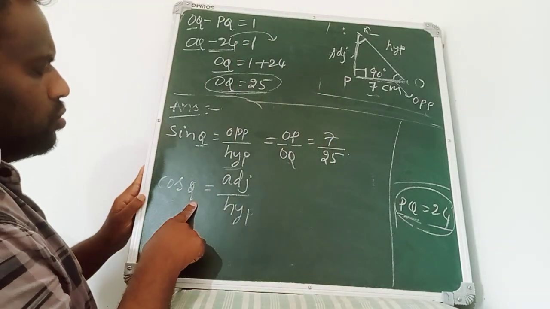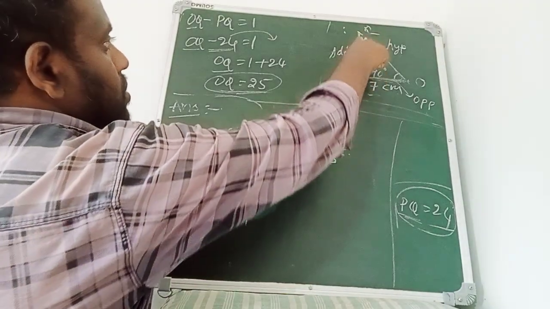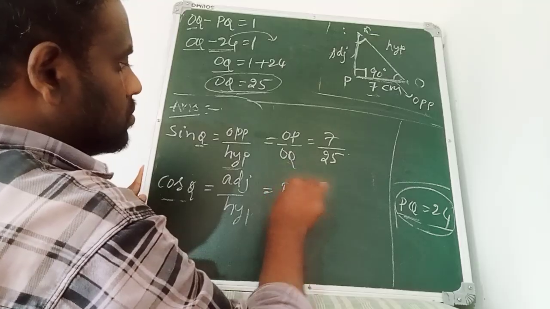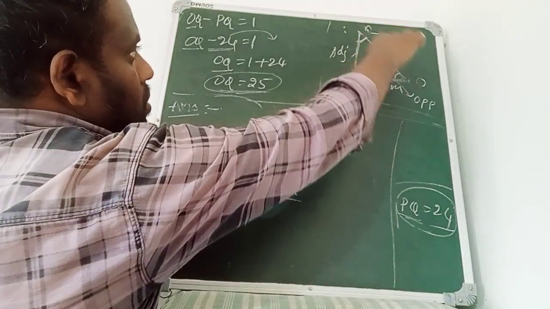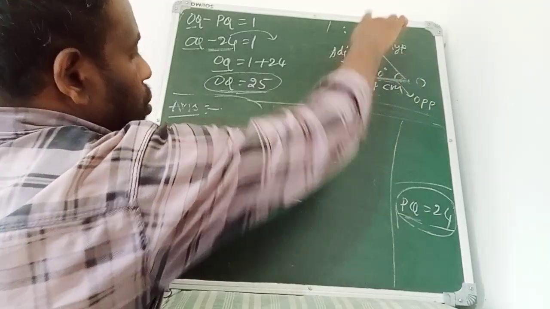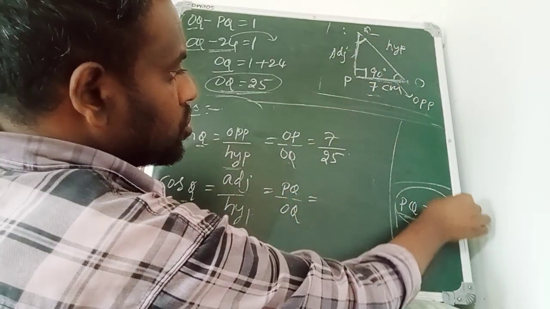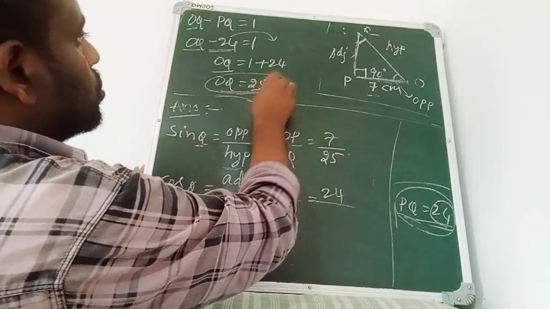Next we want cos Q. Adjacent. Adjacent side is this, so PQ. So adjacent side is PQ. Next hypotenuse. This is the hypotenuse, so OQ. PQ is how much? So 24. OQ how much? 25.